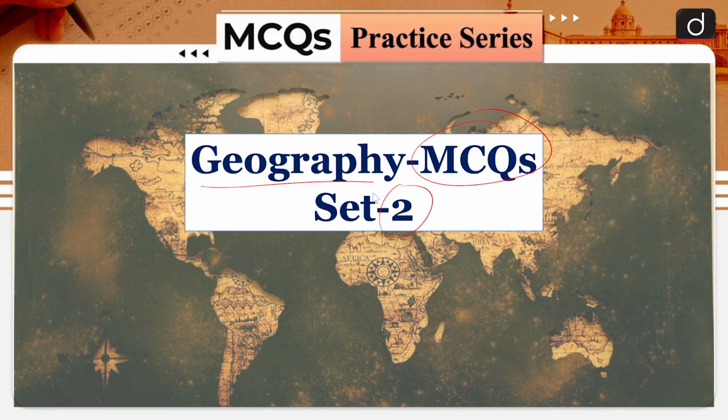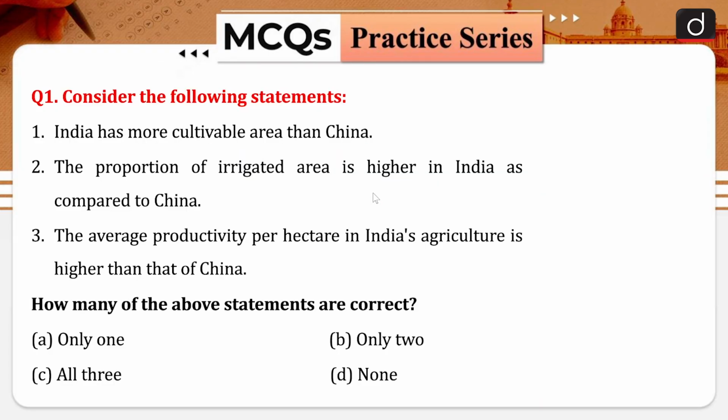So let's start with question number 1, that is related to your agriculture. Statement 1 says that India has more cultivable area than China. Statement 2 is proportion of irrigated area is higher in India as compared to China. Statement 3 is the average productivity per hectare in India is higher than China. So you have to choose the correct statements.